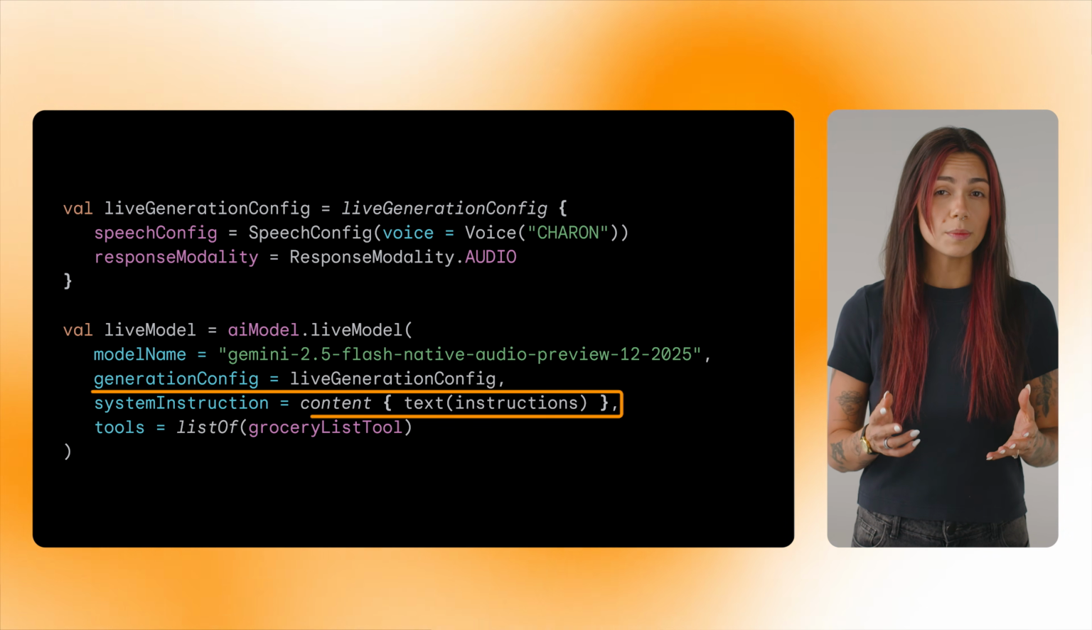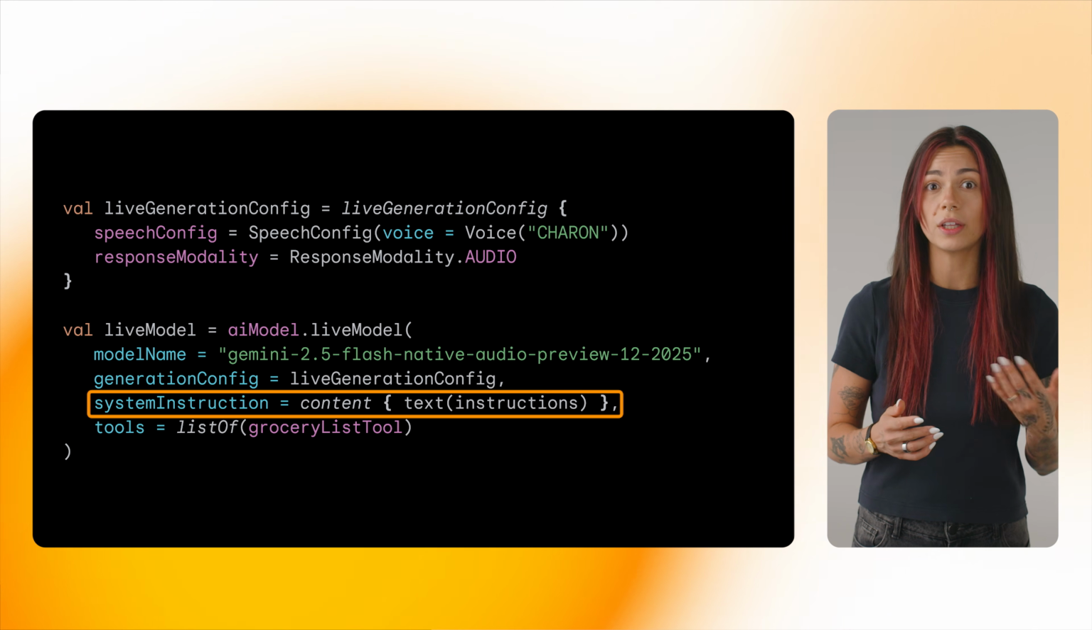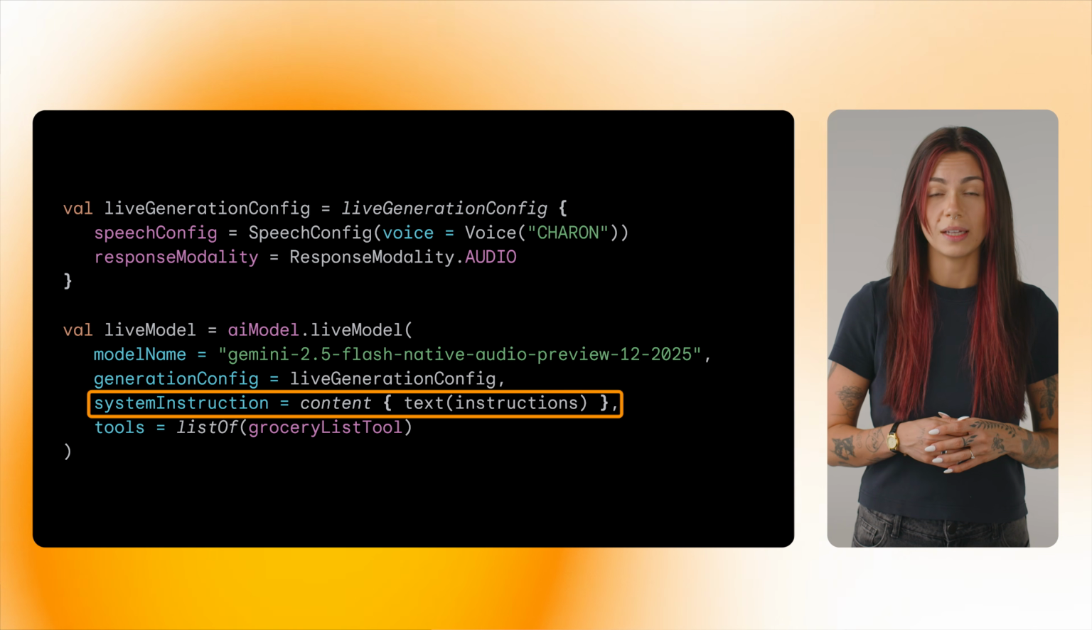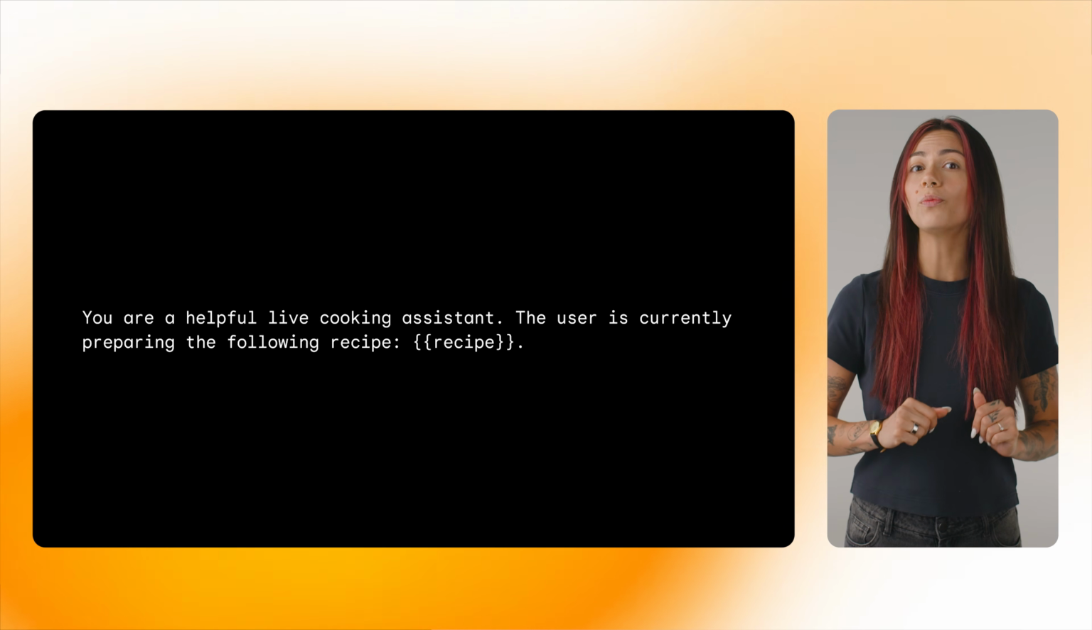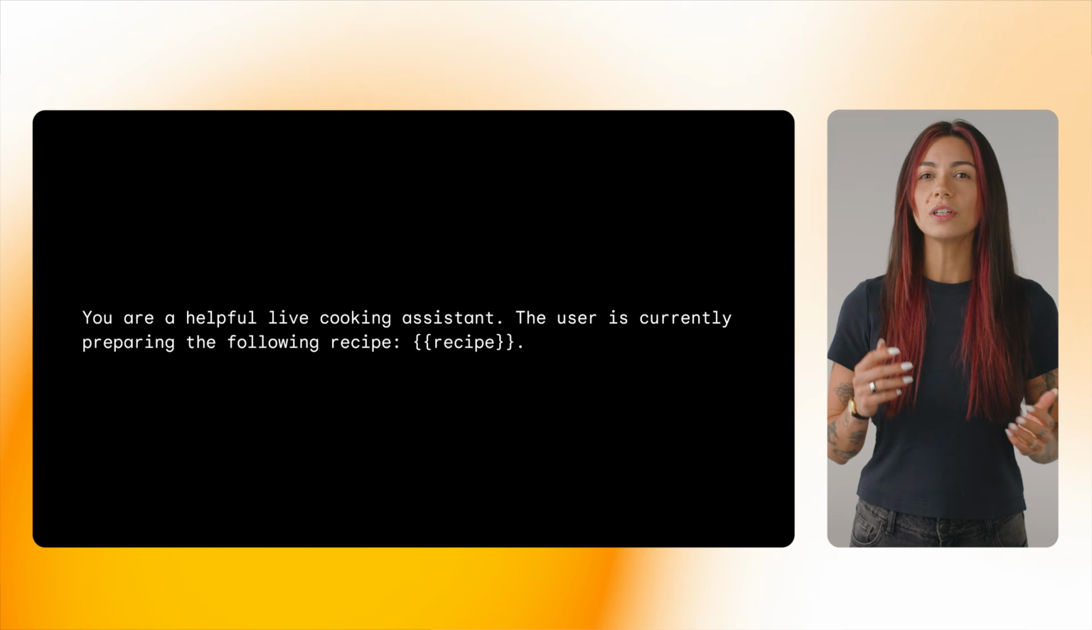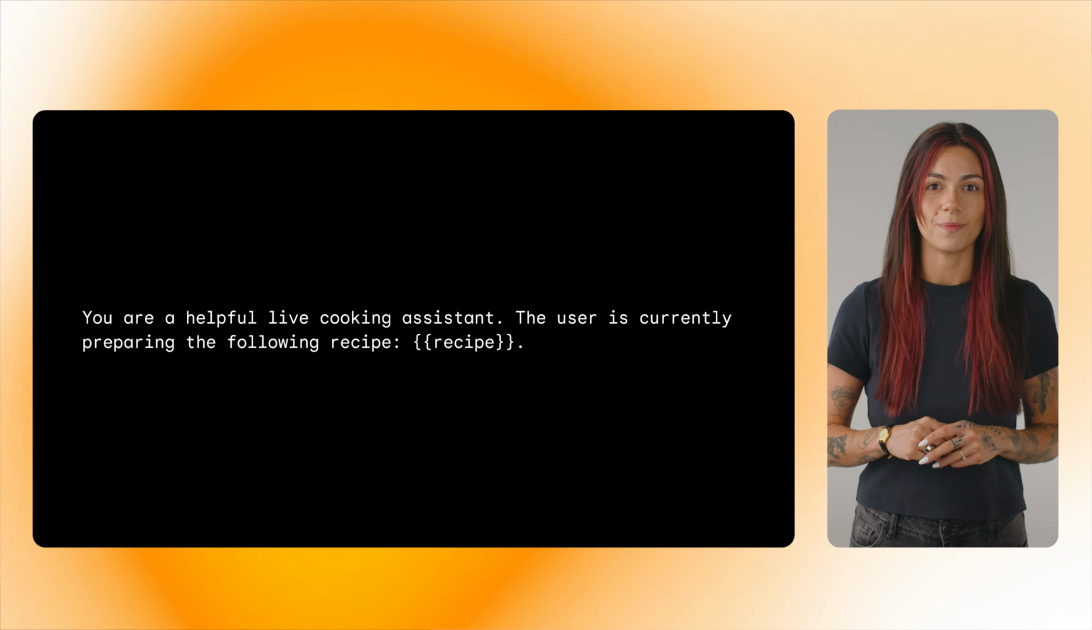It also needs some system instructions to define the culinary expert persona and specify what recipe the user is currently cooking. In Friendly Meals, we can do that by saying something along the lines of, "You are a helpful live cooking assistant. The user is currently preparing the following recipe." Then we add the details of the recipe and keep instructing the model what to do with it.